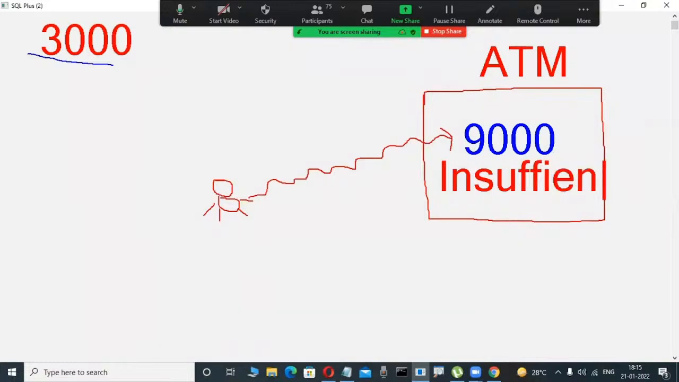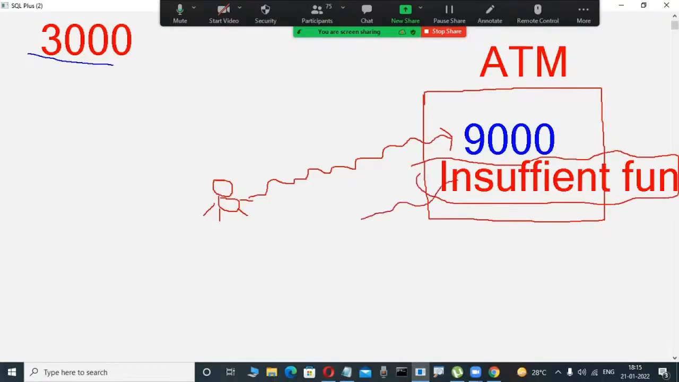Why? Because here your balance is low, 3,000, but you are trying to withdraw more than 3,000, that is 9,000, 8,000, 7,000 like that. How is it possible? In that case only, an insufficient funds message will be displayed. But how is this message possible? Does the ATM center know?